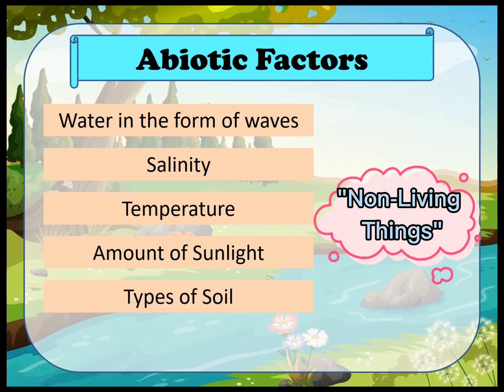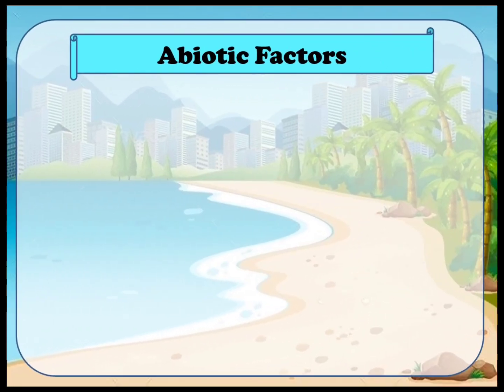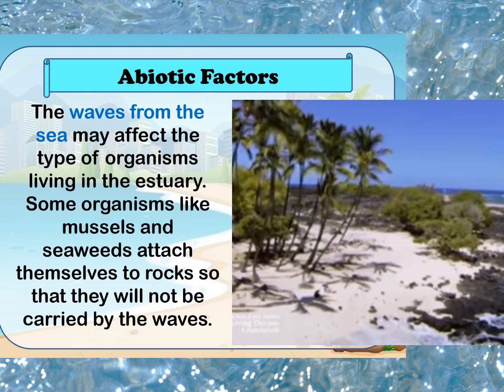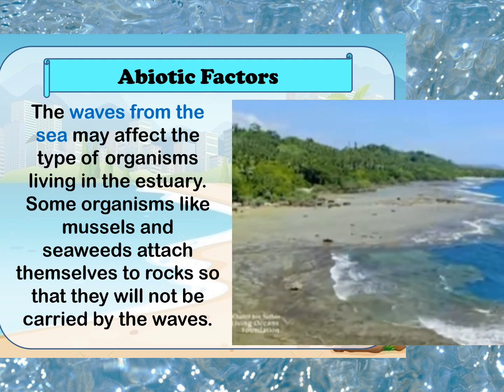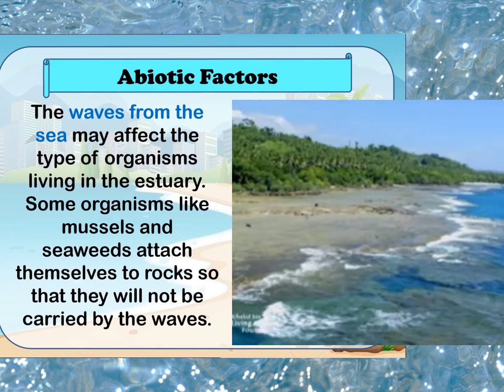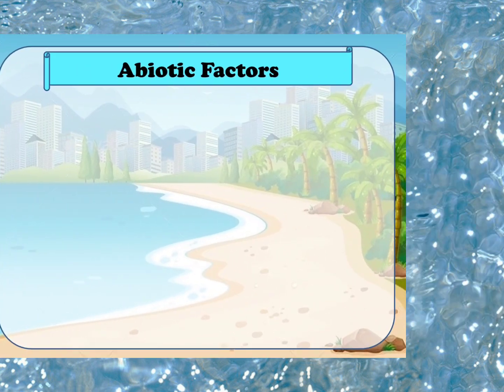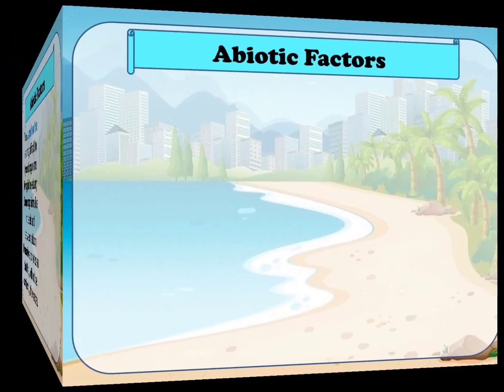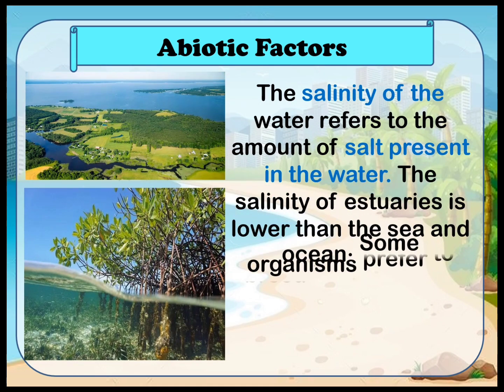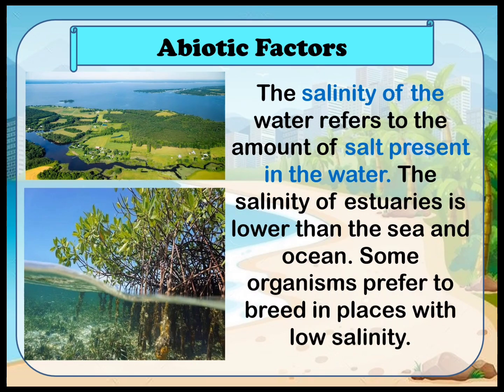Let's go over these abiotic factors one by one. First, we have the waves. The waves from the sea may affect the type of organisms living in the estuary. Some organisms like mussels and seaweeds attached to surfaces can be carried by the waves. Next is the salinity of water, which refers to the amount of salt present in the water. The salinity of estuaries is lower than the sea and ocean. Some organisms prefer to breed in places with low salinity.